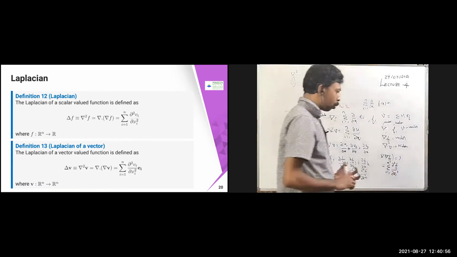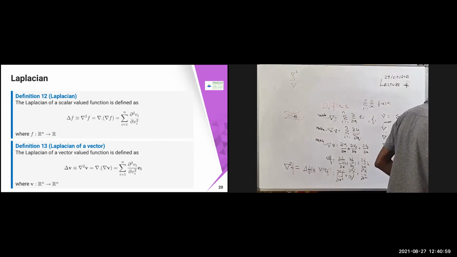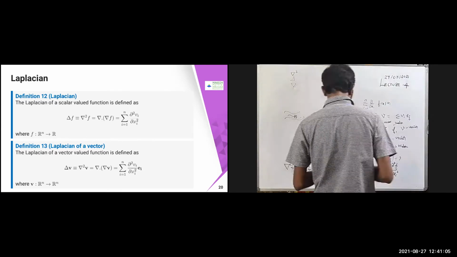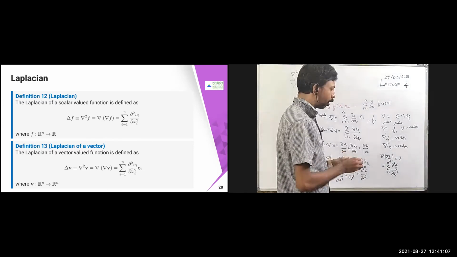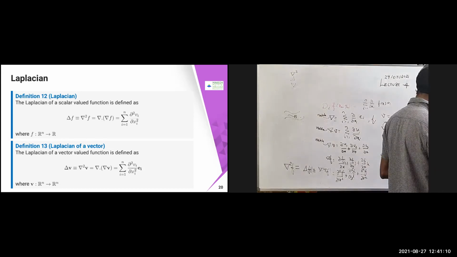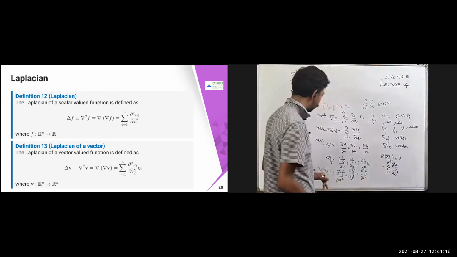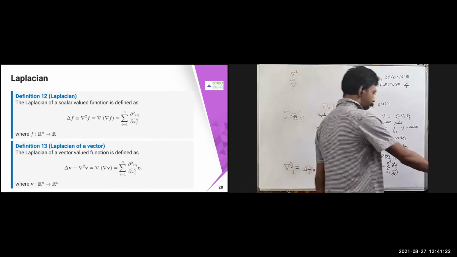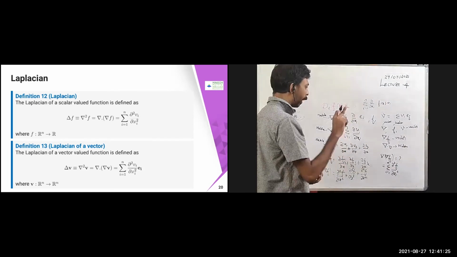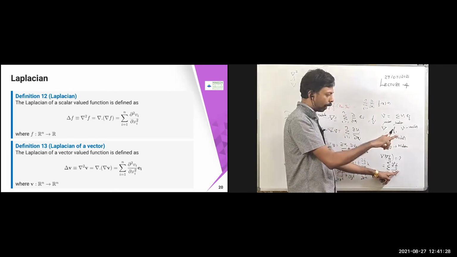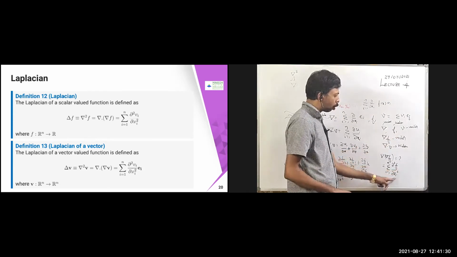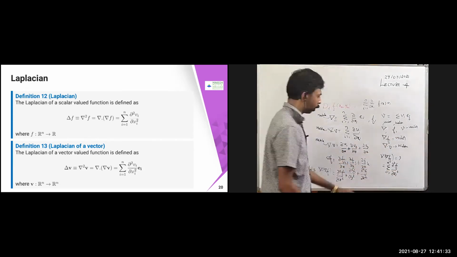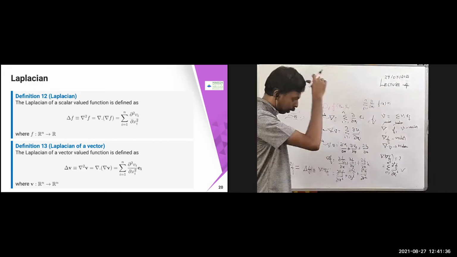Now question number 2: can we define, in a similar way, the Laplacian of a vector? We have defined the Laplacian of a scalar valued function this way. Sorry, there is a mistake here. It's not V, it should be F. The first one should be dou square F by dou x square. This is the correct one; the other is not correct, that V should be F.